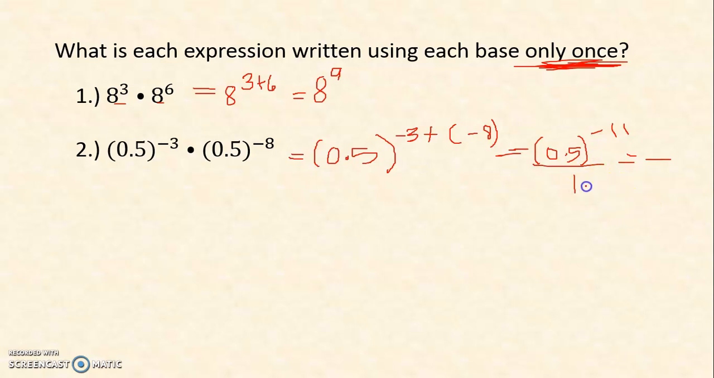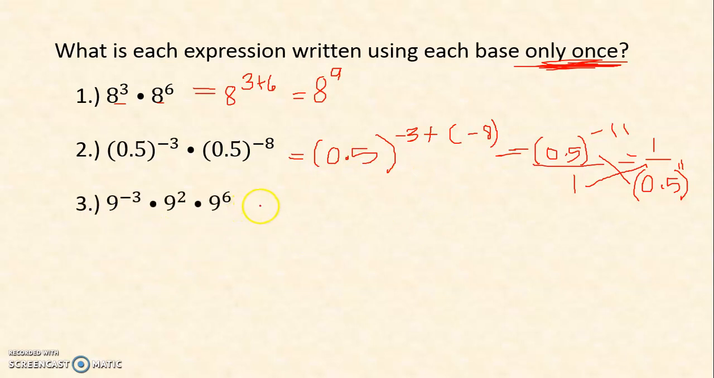So we're going to follow the rule. We now need to move 1 up and then move 0.5 down. And then what will happen to the exponent? Change it. It will become positive 11. Okay? So that is now the simplified form of number 2, making the exponent positive.